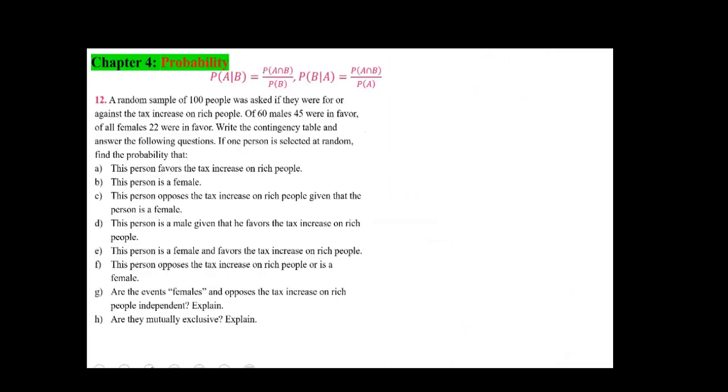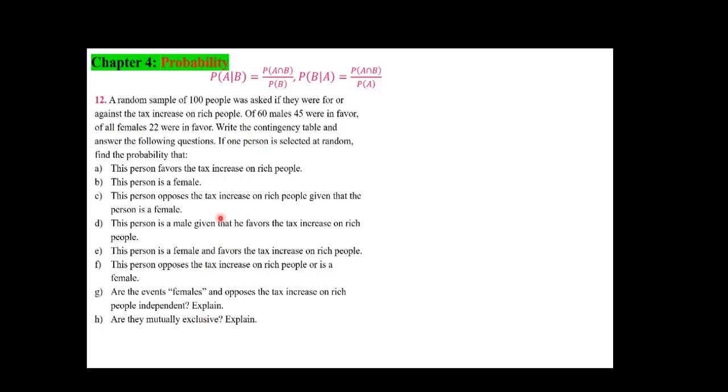A random sample of 100 people was asked if they were for or against the taxing on rich people. Of 60 males, 45 were in favor. Of all females, 22 were in favor. Write the contingency table and answer the following questions. If one person is selected at random, find the following probabilities.